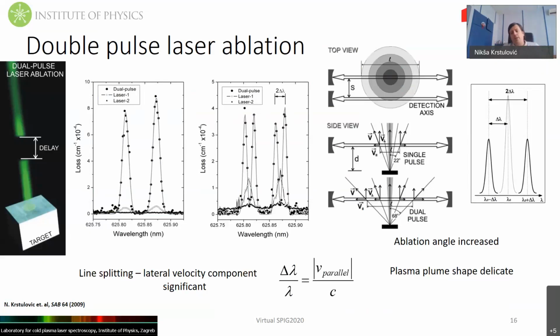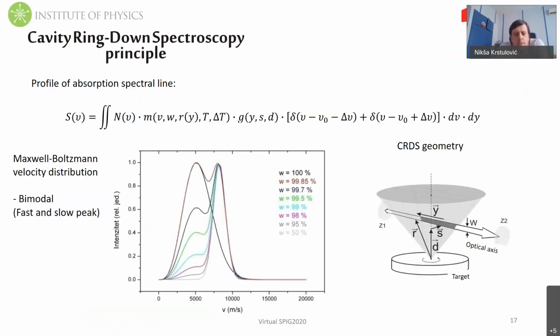But actually we are interested in whether we can do more. Can we also somehow determine the velocity distribution of ablated species and maybe some other parameters? For that reason, we also did a little modeling. We described our absorption line with four terms. One is related to the velocity distribution, which is usually Maxwell-Boltzmann: single, double, or sometimes triple mode Maxwell-Boltzmann distribution.